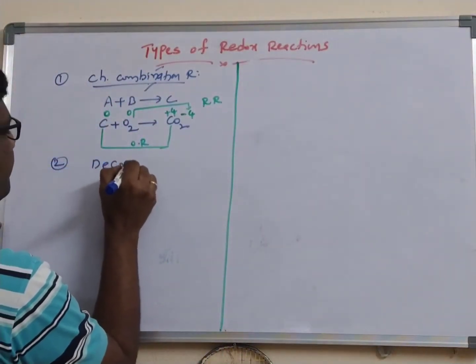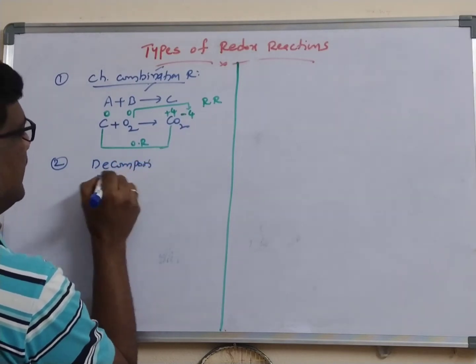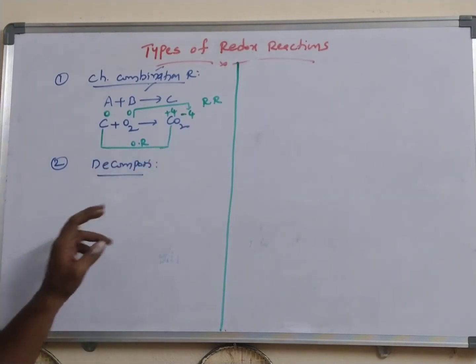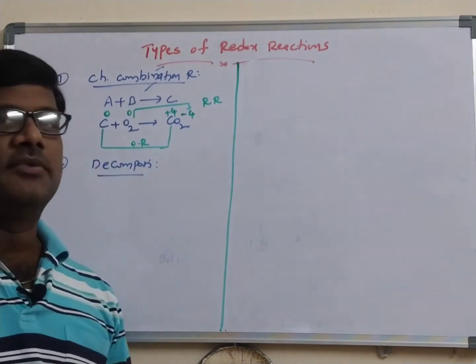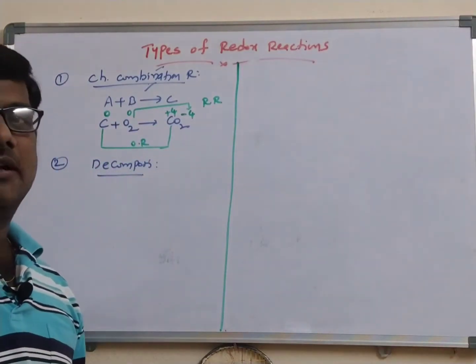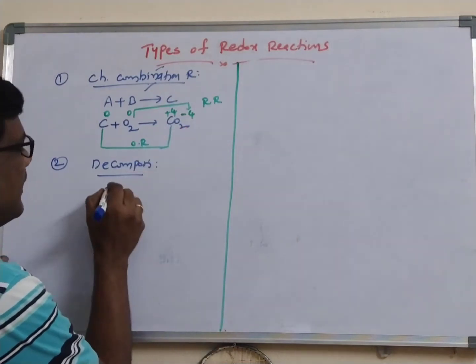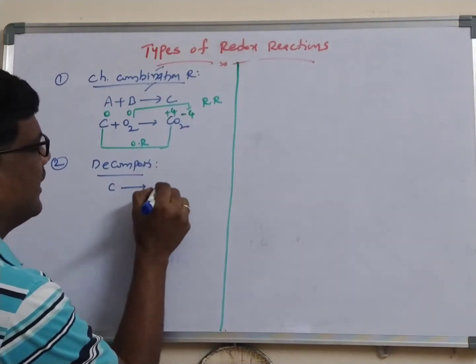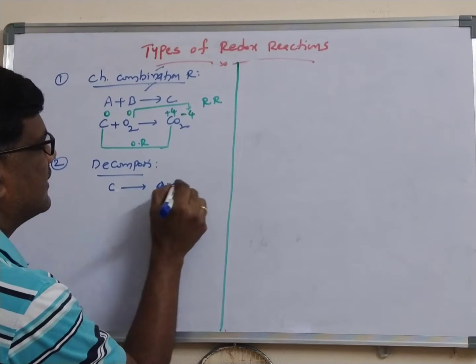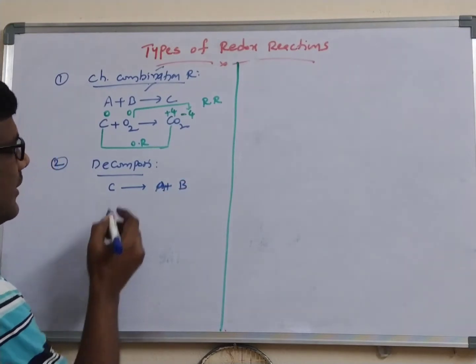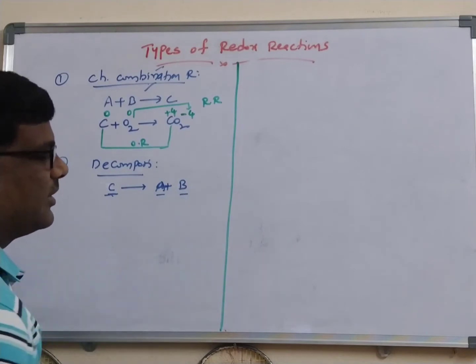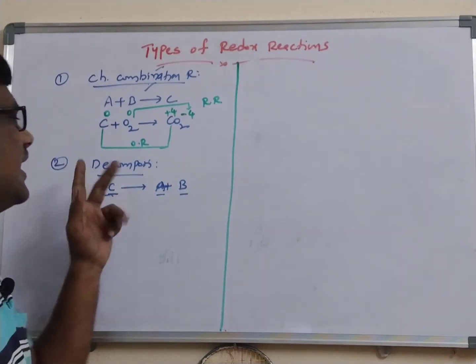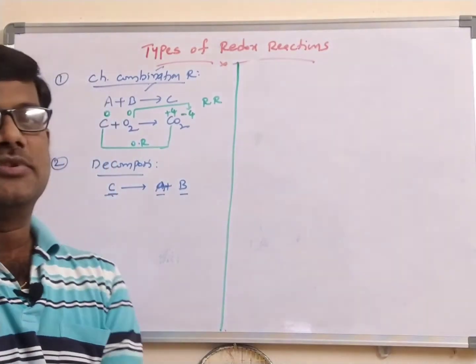Number 2, decomposition reaction. Quite the reverse of the chemical combination reaction is called the decomposition reaction. What is the decomposition reaction? Now take the same example: C converts into A plus B. What is the meaning of it? A compound splits into two or more than two elements, and those reactions are called the decomposition reaction.